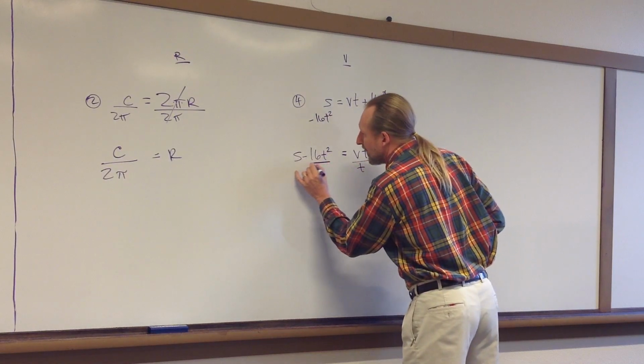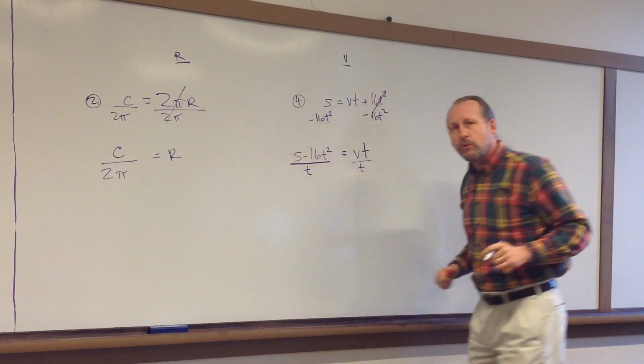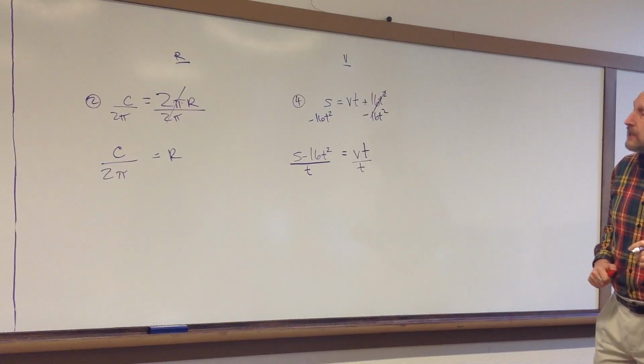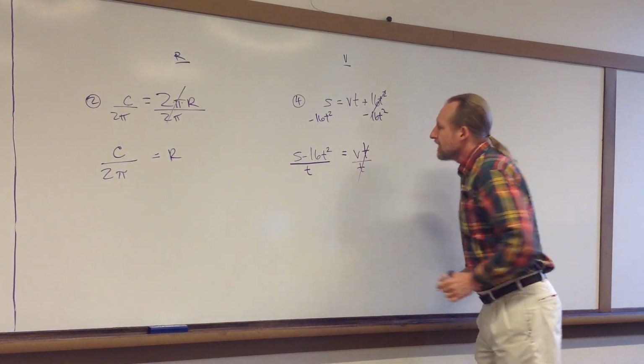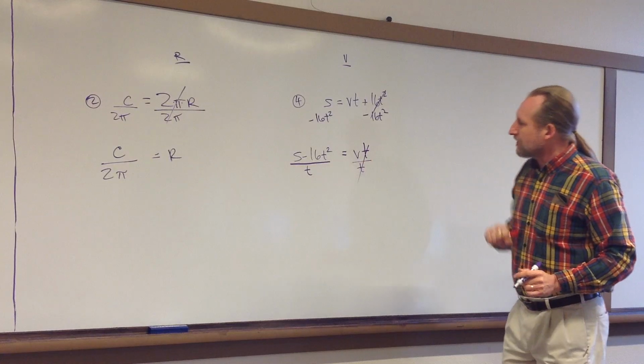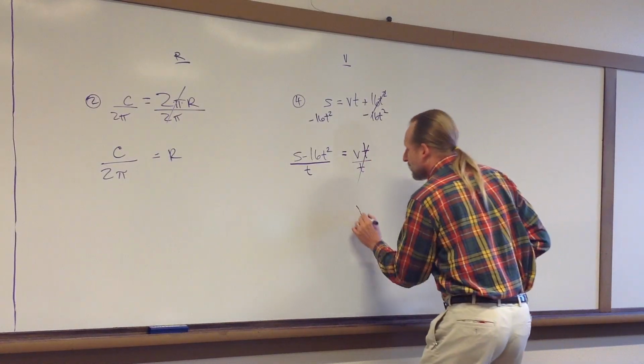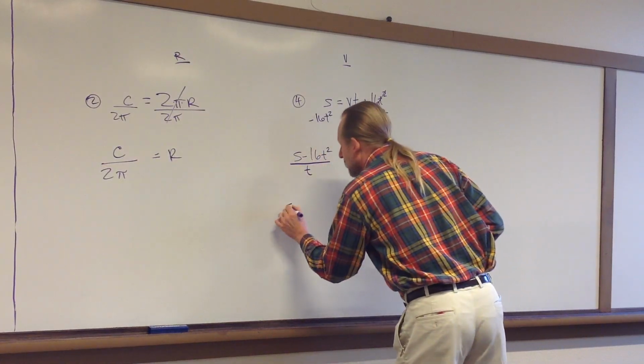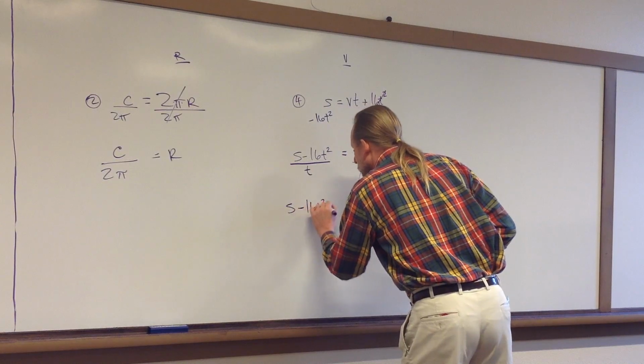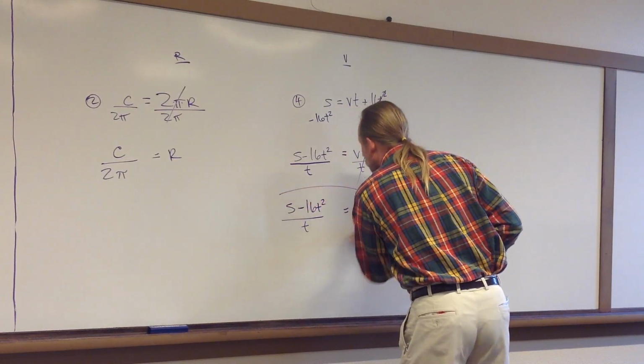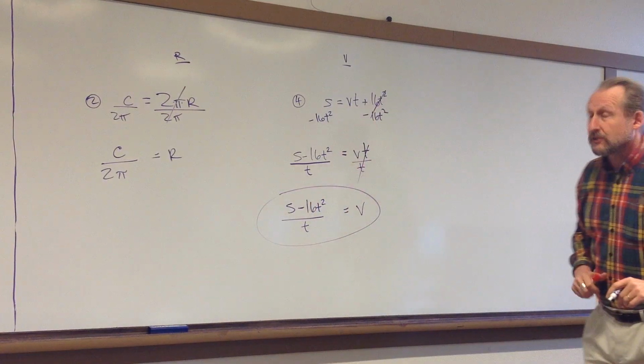Over here, notice how we have to divide the whole side by t. Over here, there's just a single term, so we just have to divide that by t. That'll get the v by itself, and over here, you'll have s minus 16t squared, divided by t, and that's our answer.